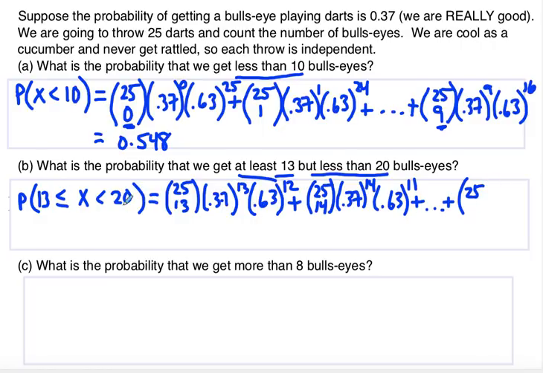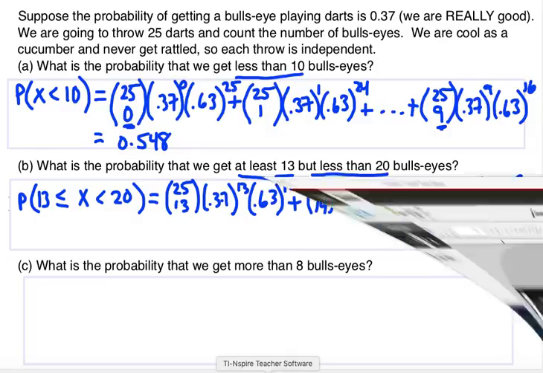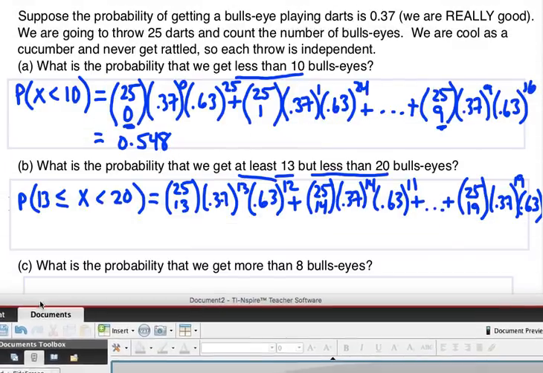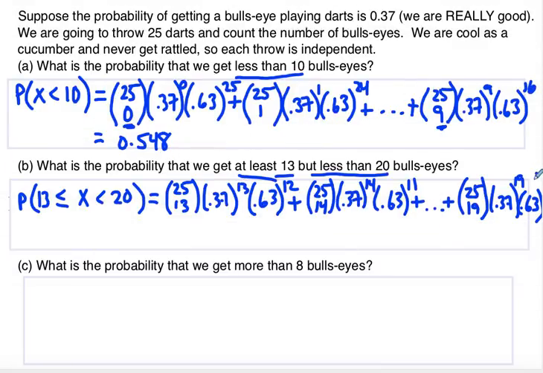Now, what would be the upper bound? Be careful. It's got to be strictly less than 20. So the highest it'll go is 19. And then it'll be 0.37 to the 19. I'm running out of room. 0.63 to the, what's 25 minus 19? 6. All right, so that's the setup you show.